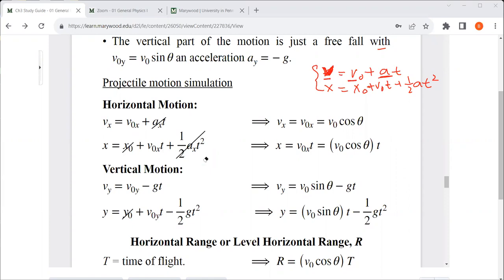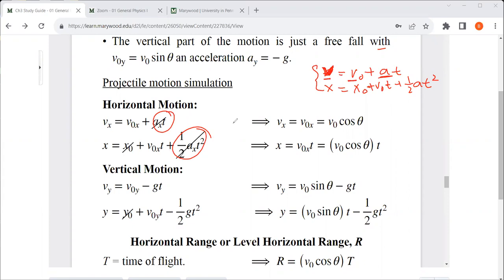As you learned in the last slide, there is no acceleration along the x direction, so this term is zero, right? This term is zero, and this term is zero. Normally x0 is zero because we normally start from the origin.